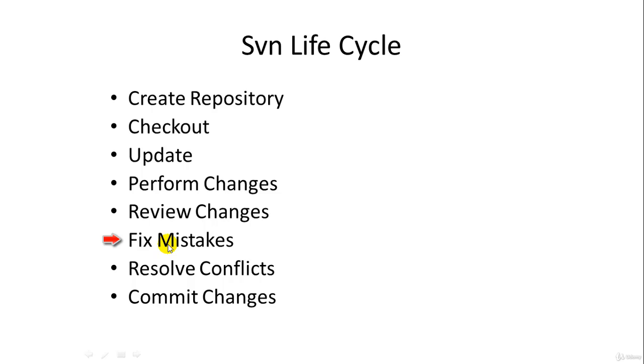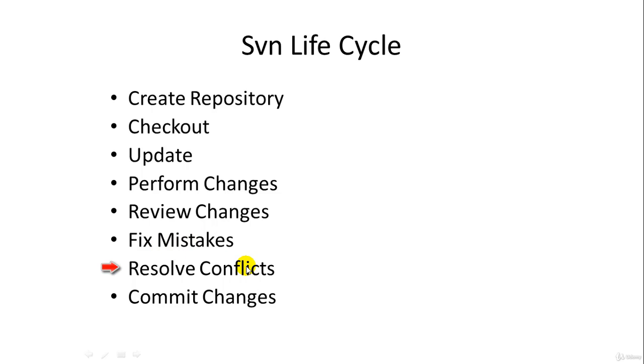The revert operation undoes whatever modifications have been made to the working copy, and it is possible to revert one or more files or directories. It is also possible to revert the whole working copy. In this case, the revert operation will discard whatever pending changes have been made and bring the working copy back to its original state. That's about fixing mistakes.